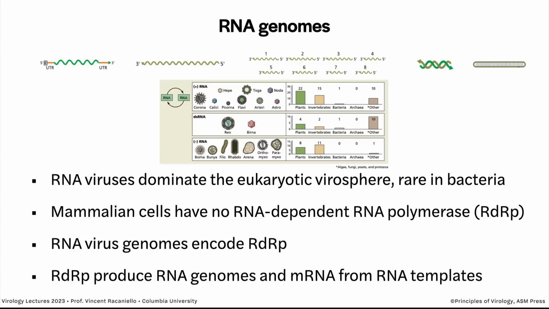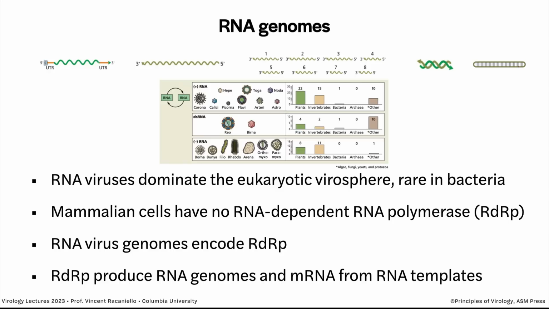Now, the key to understanding RNA viruses is that mammalian cells have no RNA-dependent RNA polymerase. That's an enzyme that is needed to copy RNA. Plants and lower animals actually have RDRP, which is the name I give this, RNA-dependent RNA polymerase, but it's used to make small interfering RNAs. It doesn't reproduce virus genomes. So basically, for an RNA virus in a cell, there's no enzyme that can copy the genome of an RNA virus.